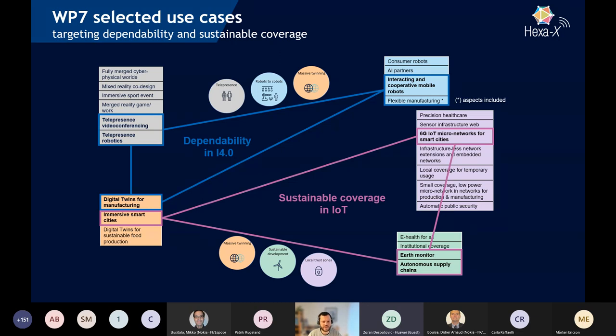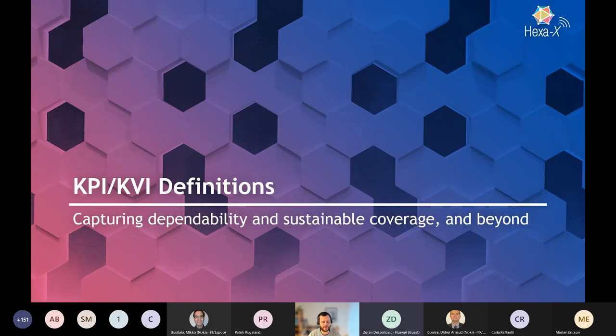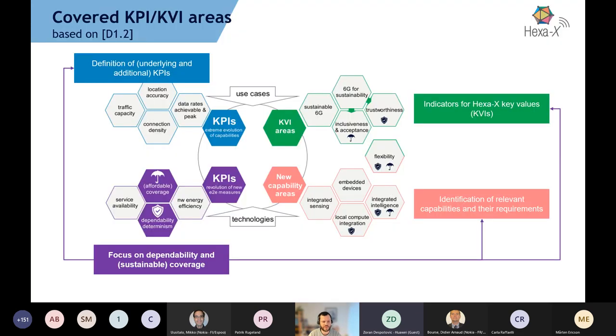For those two groups of use cases, one on dependability in Industry 4.0 and the other one on sustainable coverage in IoT, we then looked into KPI and KVI definitions to capture these aspects of dependability and sustainable coverage. This was then basically the next step, coming up with a methodology to capture dependability and sustainable coverage, and also additional capabilities and performance characteristics of those use cases. For that, I'm also going to show you another figure we already have in the D1.2, which was also discussed yesterday. So the target of capturing key values in Hexa-X and also new capabilities of 6G.